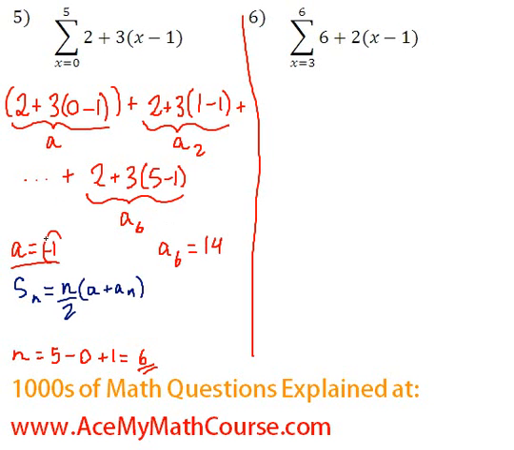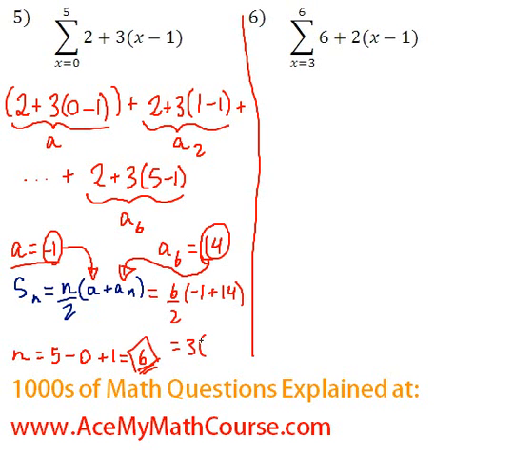Okay, so a6, 5 minus 1 is 4, 4 times 3, 12, 12 plus 2, 14. Great, so that will go here, that will go over there, over 14, and n is 6, like we found over here. Great, so 6 over 2 times negative 1 plus 14, 6 over 2 is 3, times 13, because that's negative 1 plus 14. 3 times 13, 39. That's it. So that is the sum of all 6 terms.